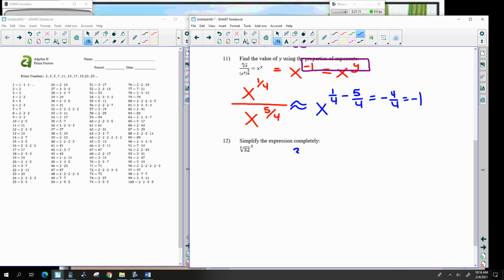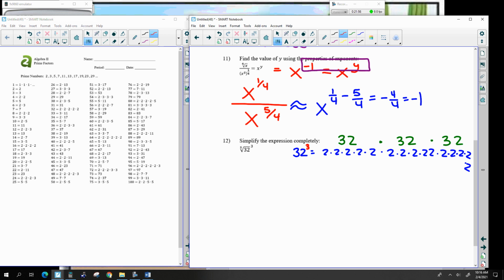There's going to be some stuff going on here. So 32 is the same thing as saying 2 times 2 times 2 times 2 times 2. This is 32 to the third power. So 32 to the third power is 32 times 32 times 32. That would mean 2 times 2 times 2, and so on, a lot of twos. 15 twos.